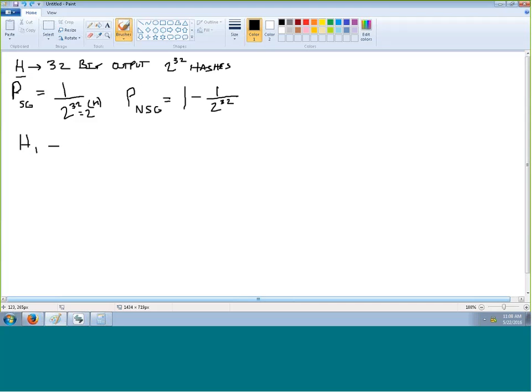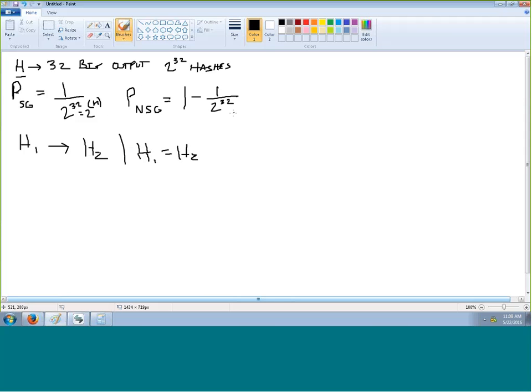Sorry, let me redo this. We want to find some hash, H of Z, hash of some random message such that H1 is equal to HZ. Here, let me write this with my stylus and my tablet. It'll be a little neater instead of clicking away with the mouse. There we go.